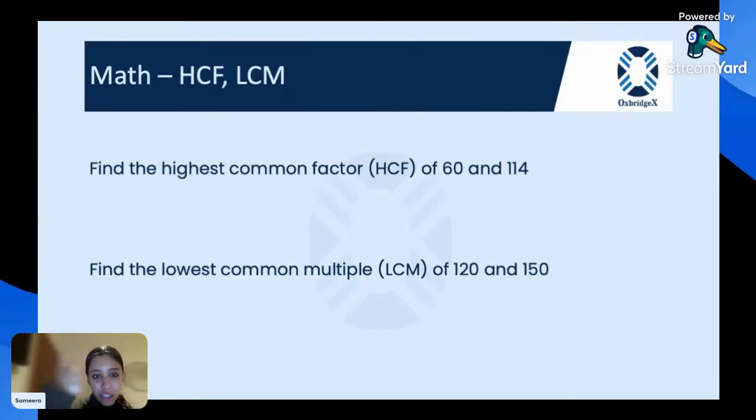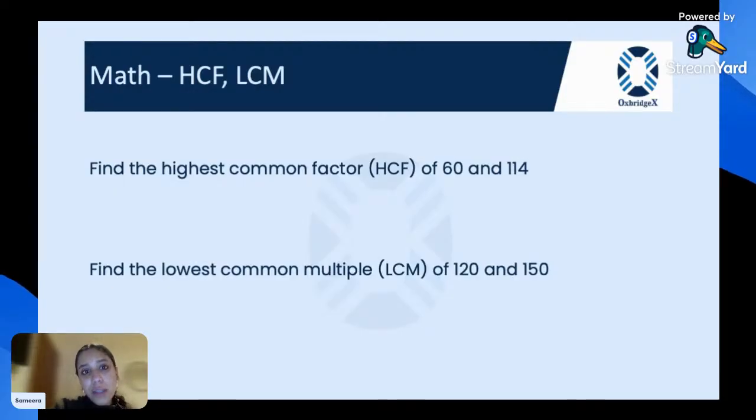So, highest common factor is also known as the greatest common divisor. But in the maths terms and the curriculum, what I think schools use, you might have heard it in school as just the highest common factor. It's the largest number that divides two or more numbers without leaving a remainder. Okay, whereas the lowest common multiple is a bit different.